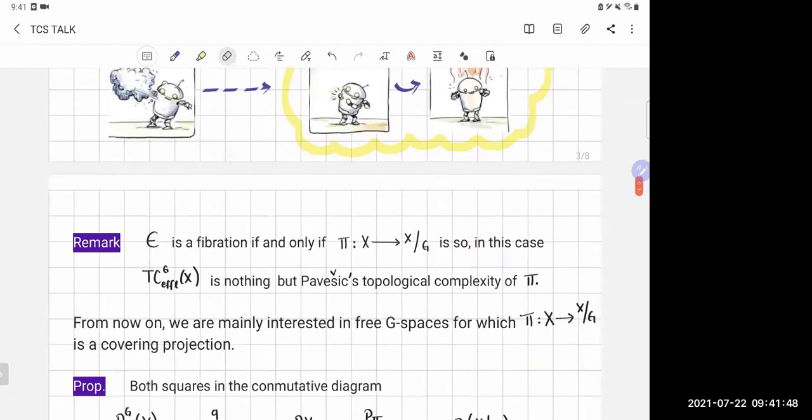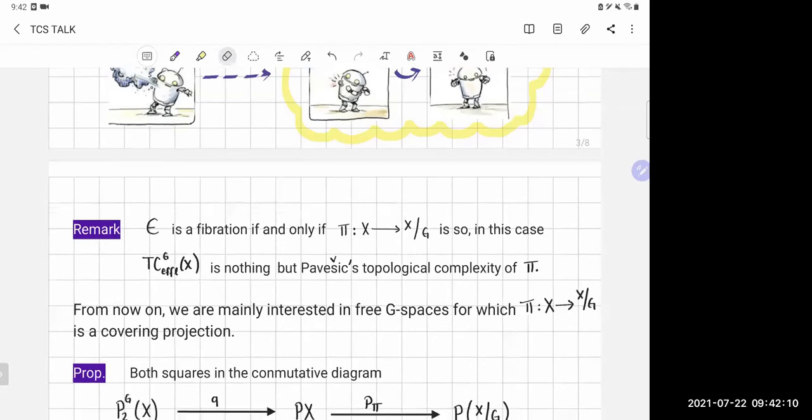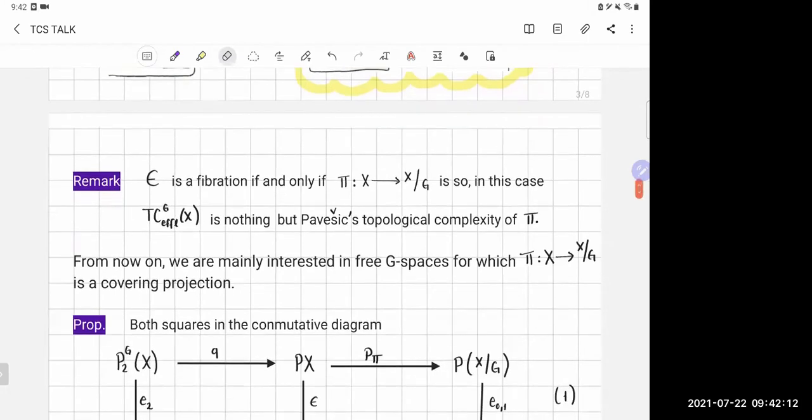We have this remark: epsilon is a fibration if and only if the projection is so. And in this case, this effectual TC is nothing but Pavesic's topological complexity of the projection. From now on, we are mainly interested in free G-spaces for which the projection is a covering projection.